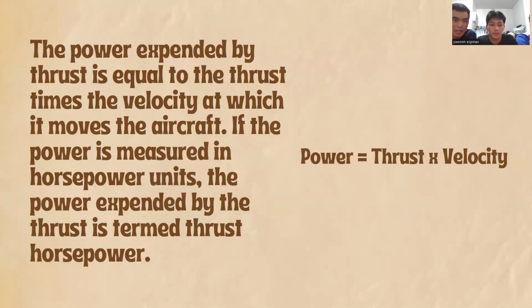The power expended by the thrust is equal to the thrust times the velocity at which it moves the aircraft, if the power is measured in horsepower units. The power expended by the thrust is termed thrust horsepower. This is the formula: power equals drag times velocity.